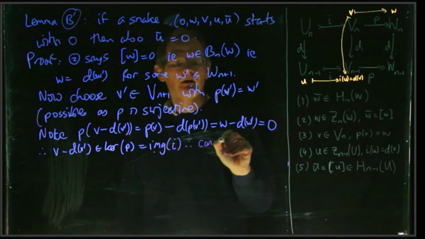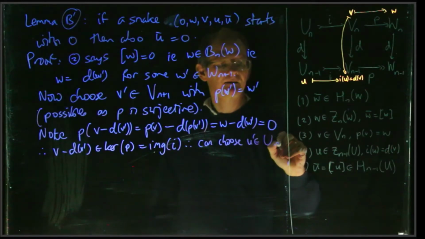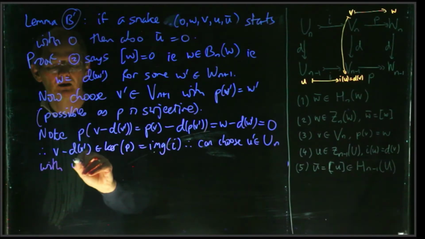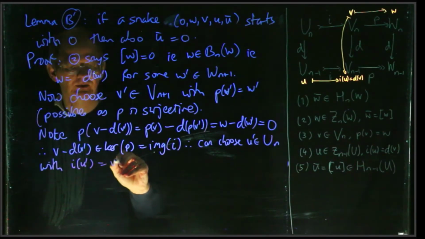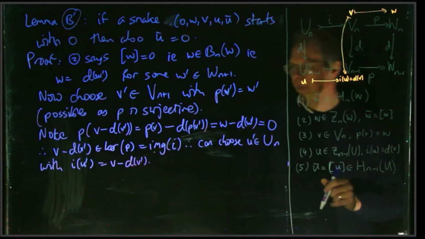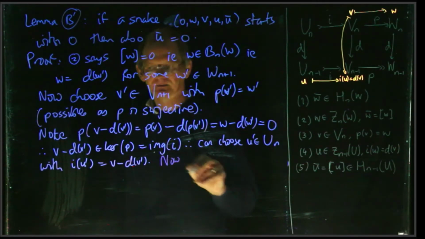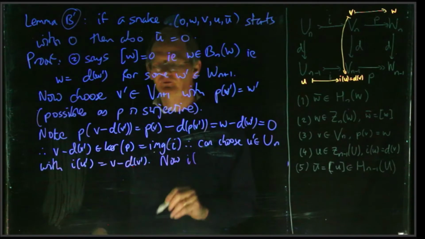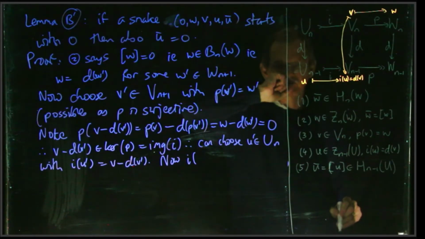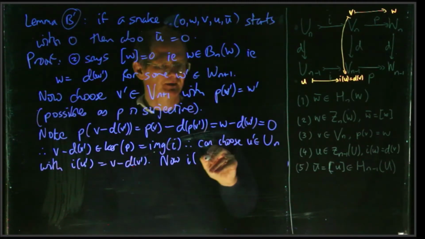Therefore, I can choose some U prime in Un with I of U prime equal to V minus dV prime. So now my u prime is here and my u is here. So you might ask yourself whether u is equal to du prime. So let's consider the error, u minus du prime.